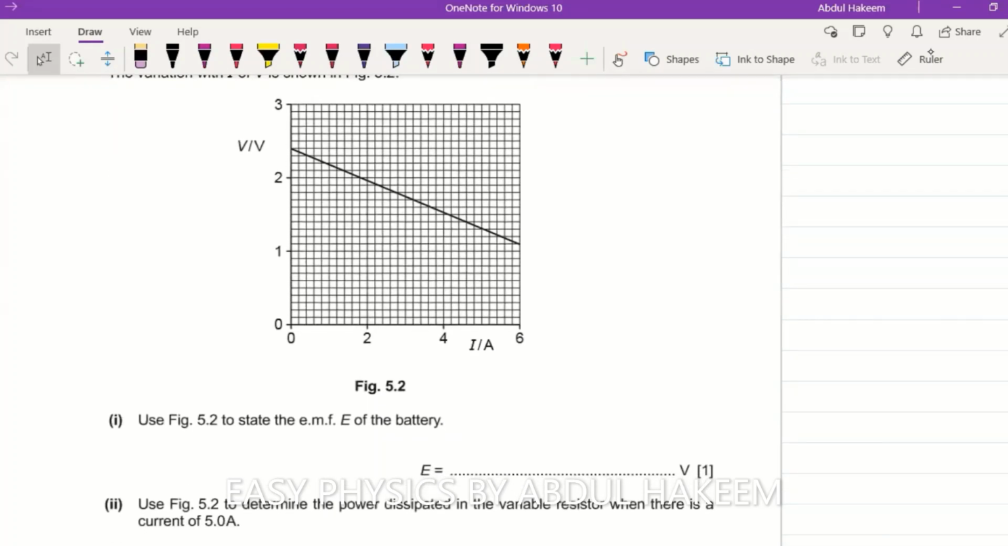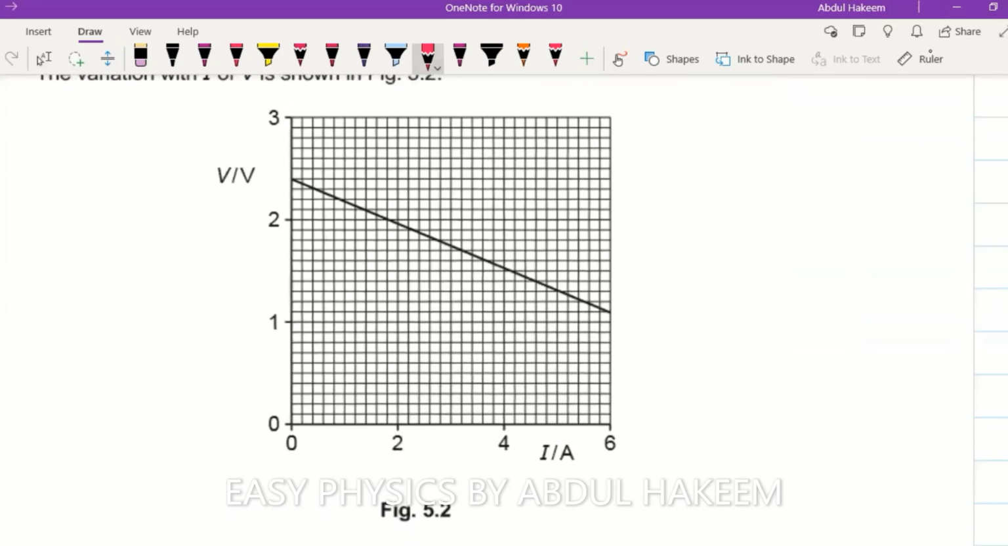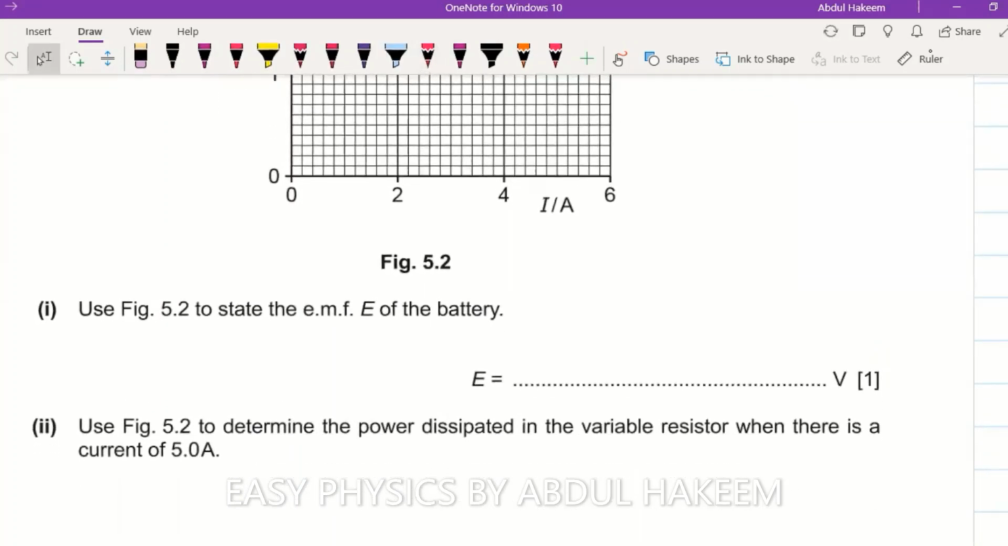So this is the voltage against current graph. Use the figure to state the EMF. Don't calculate; we have to write the answer. Look, when the current is 0, then the reading shown by the voltmeter is the EMF of the cell. So we have to read this one. This is the EMF. Now, what is the value of this EMF? It is 2.4. So here we have to write 2.4.